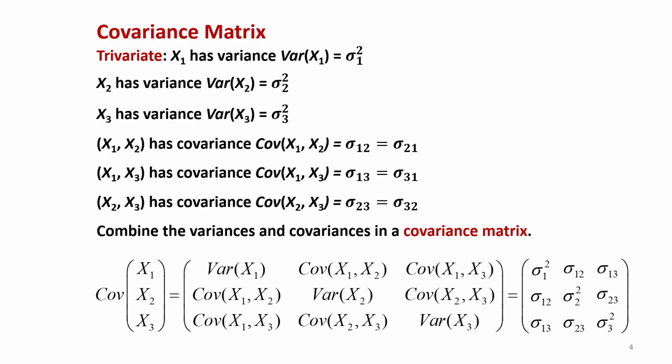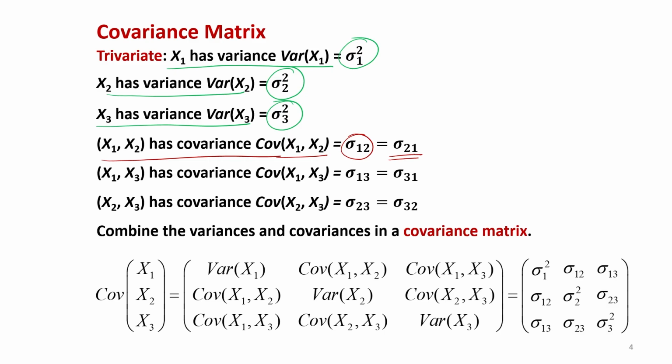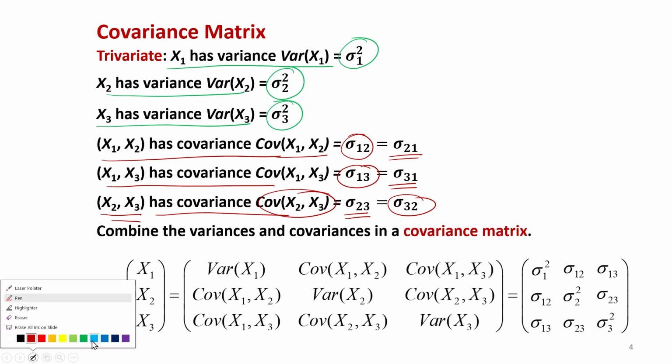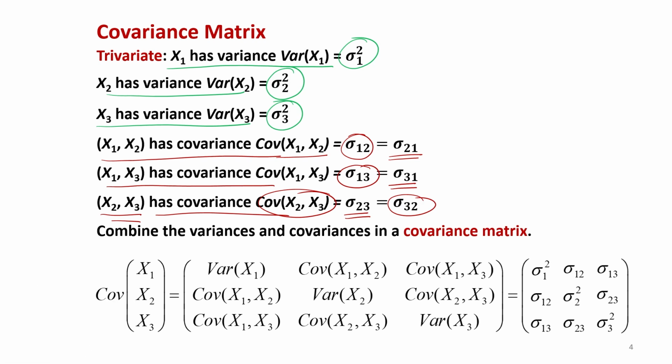Similarly, in the trivariate case, there are three variables x1, x2, x3. x1 has variance sigma 1 square, x2 has variance sigma 2 square, x3 has variance sigma 3 square. Then the covariance between x1 and x2 is sigma 1, 2, which is the same as sigma 2, 1. The covariance between x1 and x3 is sigma 1, 3, which is the same as sigma 3, 1, and the covariance between x2 and x3 is sigma 2, 3 or sigma 3, 2, which is the same value.